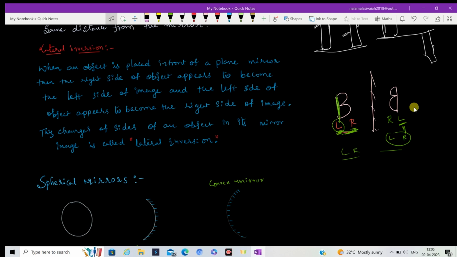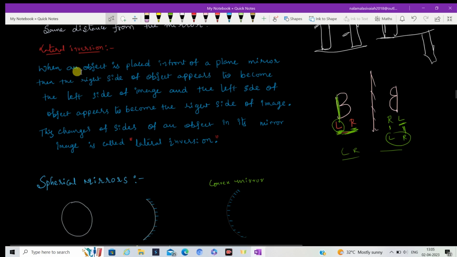So this right side became left side. This right side became left side. So that is the definition of the image. So here you can observe, even if you stand in front of the mirror, our right side appears to be left side and left side appears to be right side.